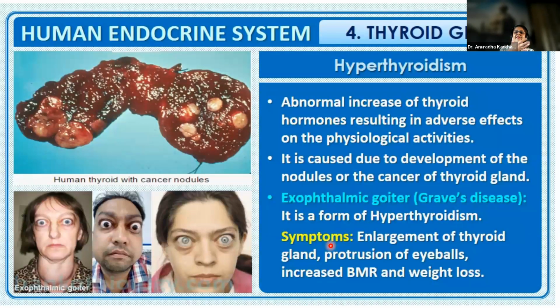Hyperthyroidism, oh my god, look at these pictures, how scary they are. Look at the eyes of these three, and the face also to some extent. You like all these foods, na? That's good. So see, what does hyperthyroidism of the thyroid gland do? Hyperthyroidism causes abnormal increase of thyroid hormones, means thyrocalcitonin and thyroxine levels will be too much in number. Their volume will increase a lot, resulting in adverse effects on the physiological activities.